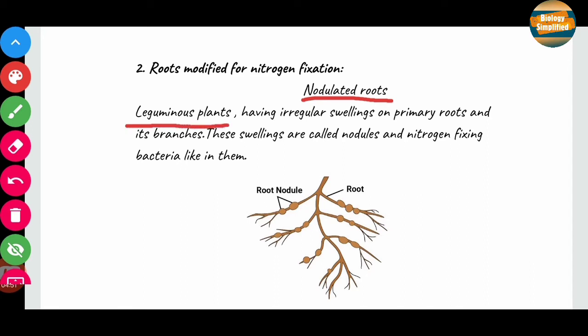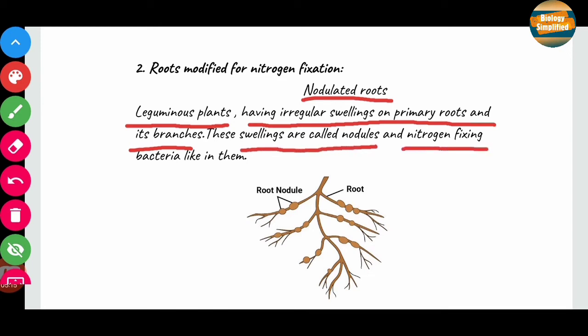These types of roots are present in leguminous plants, having irregular swellings on primary roots and its branches. We can see here the primary root and its branches, the lateral branches, that is the secondary and tertiary roots, bear irregular swellings. These swellings are called nodules, and nitrogen fixing bacteria live in them.